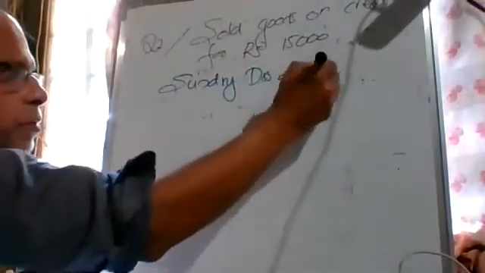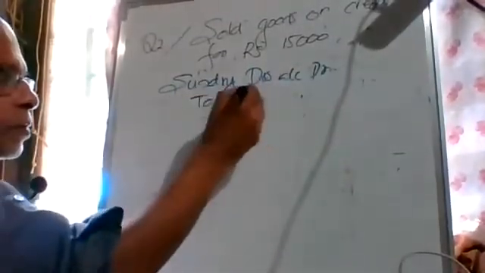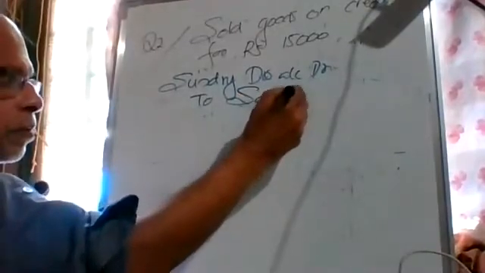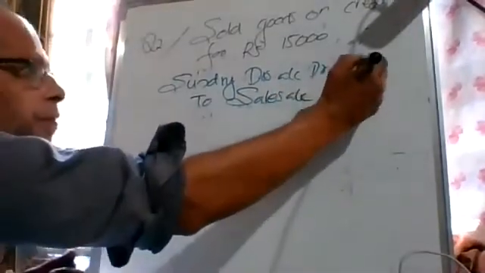Okay. What's the answer for this? Journal entry, I mean. Sundry debtors account debit to sales account. Debit to sales. Yes, sundry debtors debit, to sales. Amount 15,000.